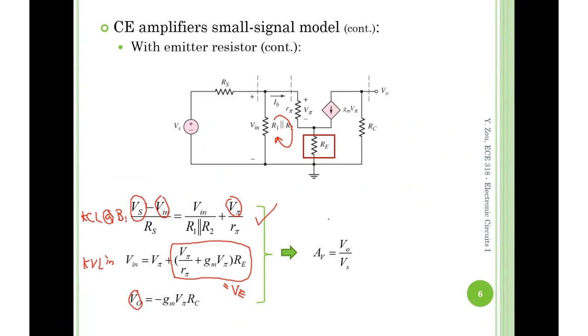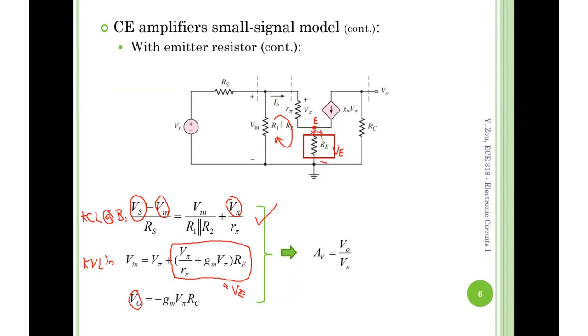Very good. Kevin and Noah are right. So basically, we're using Ohm's law. The voltage across this RE is VE, no problem. And it equals what? RE times the current through the RE. The current through the RE is actually using what? Using a KCL at the emitter, isn't it? You're essentially using a KCL at the emitter.